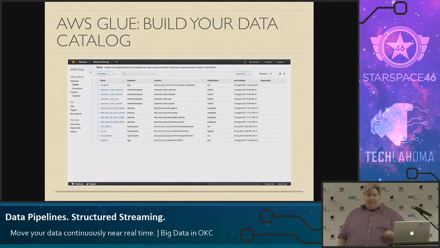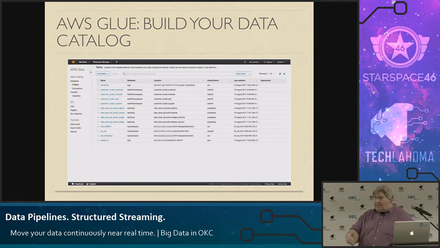So, first thing you do in Glue is you build a data catalog. Now, Glue is not a sophisticated data cataloging tool, right? What it really does is it builds a Hive meta catalog, right? Which can be used by Redshift Spectrum, AWS Athena, AWS EMR Presto, which is from Facebook, or of course Hive, or Spark SQL, right?